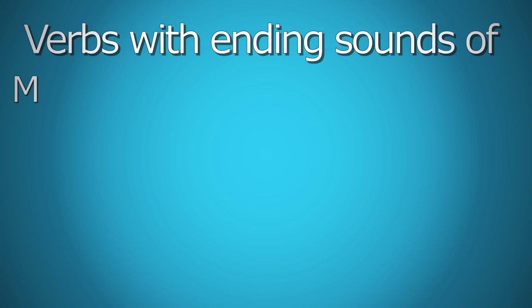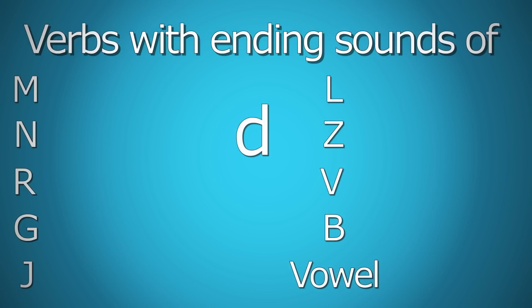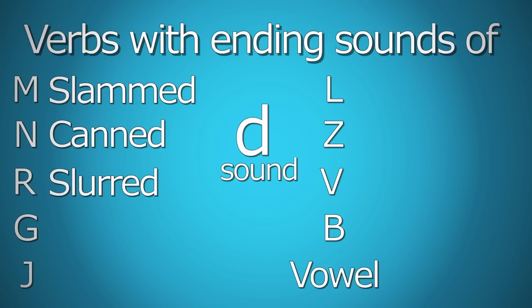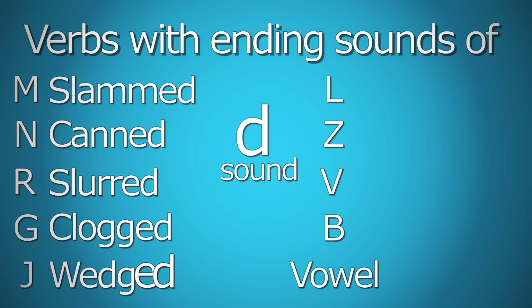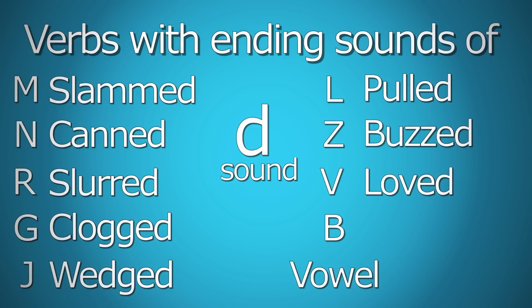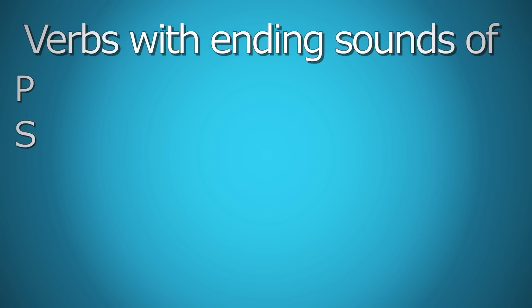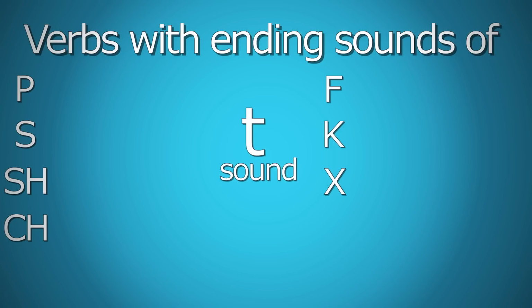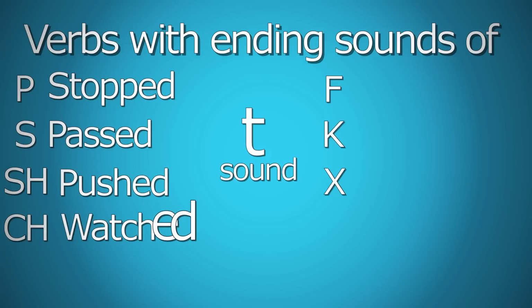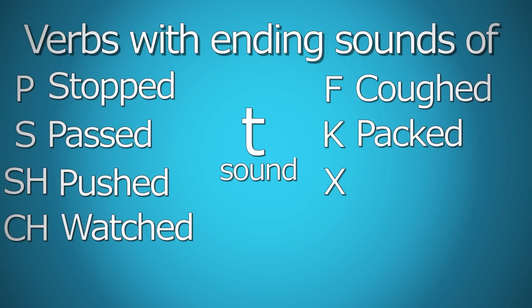Verbs that end in an M, N, R, G, J, L, Z, V, B, or a vowel sound have a d sound for the ed ending. For example, slammed, canned, slurred, clogged, wedged, pulled, buzzed, loved, jabbed, played. Verbs that end in a P, S, SH, CH, F, K, or X sound have a t sound for the ed ending. For example, stopped, passed, pushed, watched, coughed, packed, boxed.